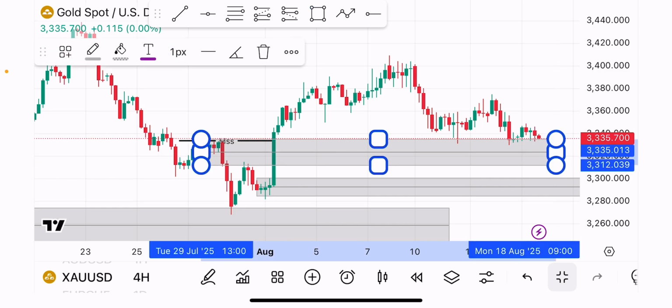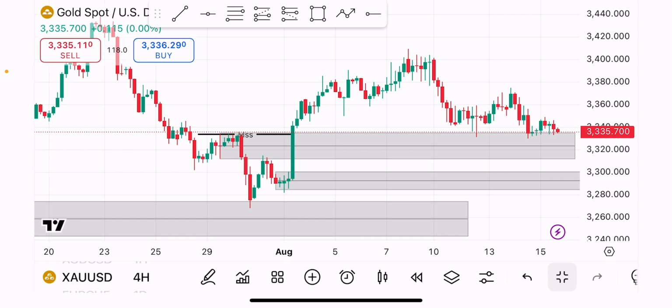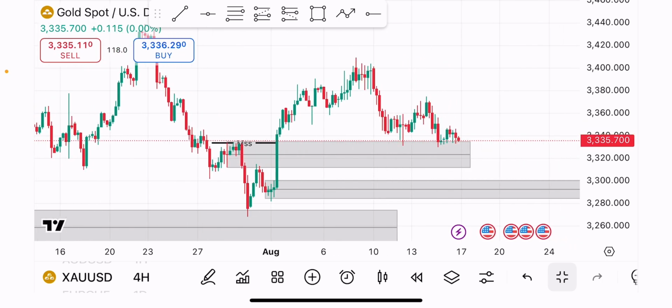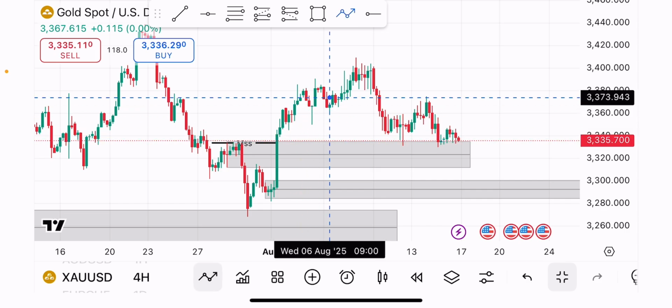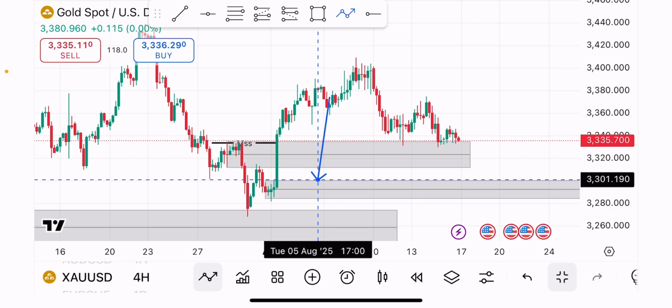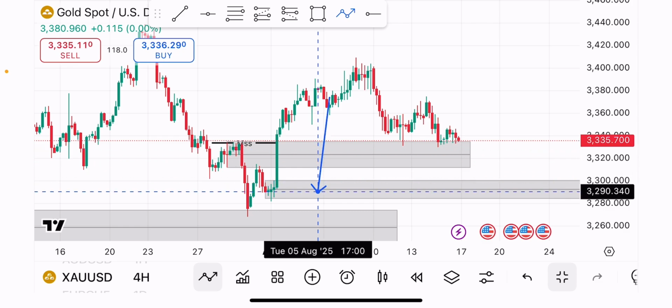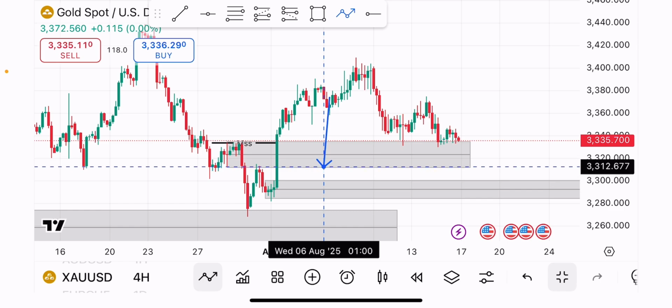So let's mark our breaker block here. Marking our breaker block, let's make sure it's aligned here. That's our breaker block. These are our breaker blocks. So we have 2 points of interest here. We have this and we have this.